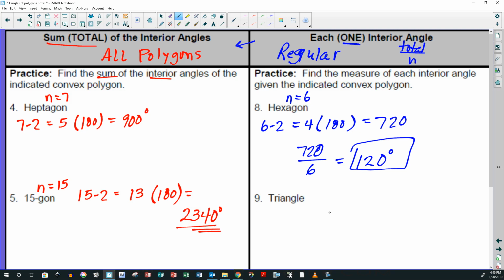In a triangle, well, we know a triangle's total is 180. We know a triangle has 3 angles. That's why every angle is 60 degrees. So depending on your polygon, your total is always going to be different.